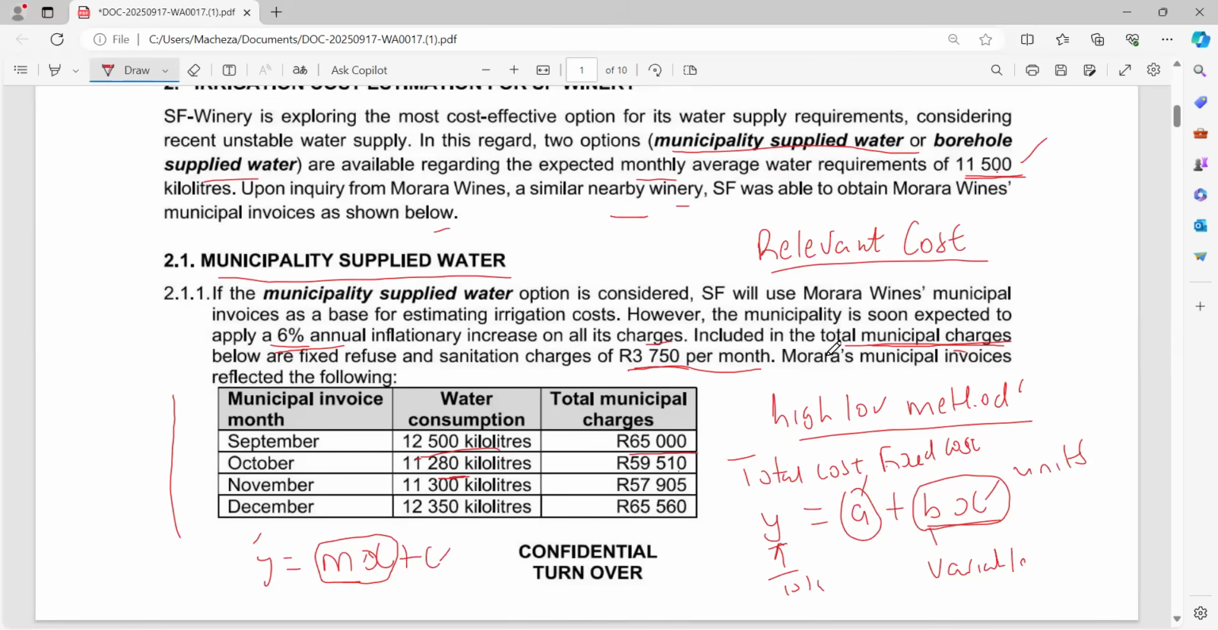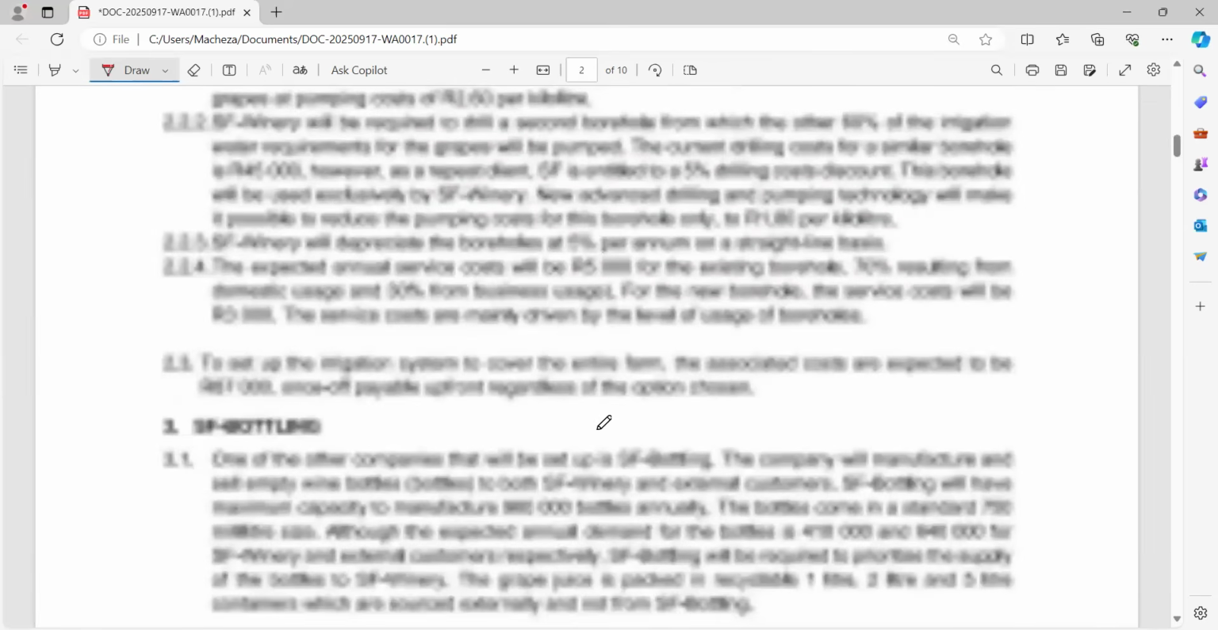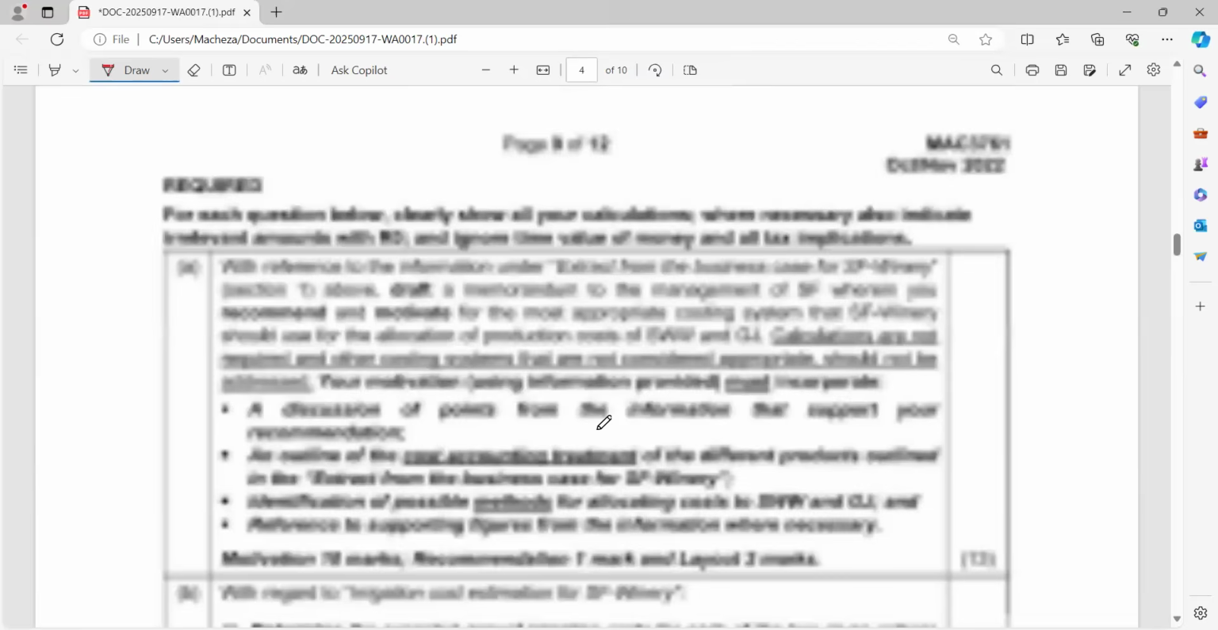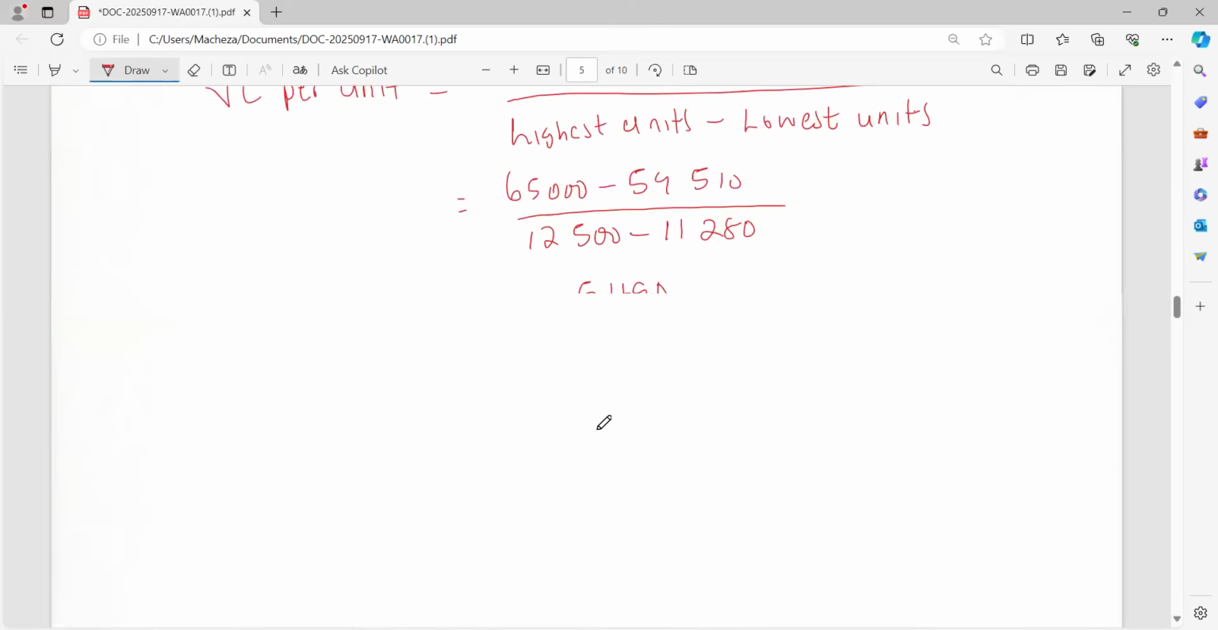So here, this is not going to be relevant, this one, in our fixed cost. The 3,750 per month is not relevant. So from our fixed cost, we should remove it. Every time you are answering a question for decision making, it means you should apply relevant cost.